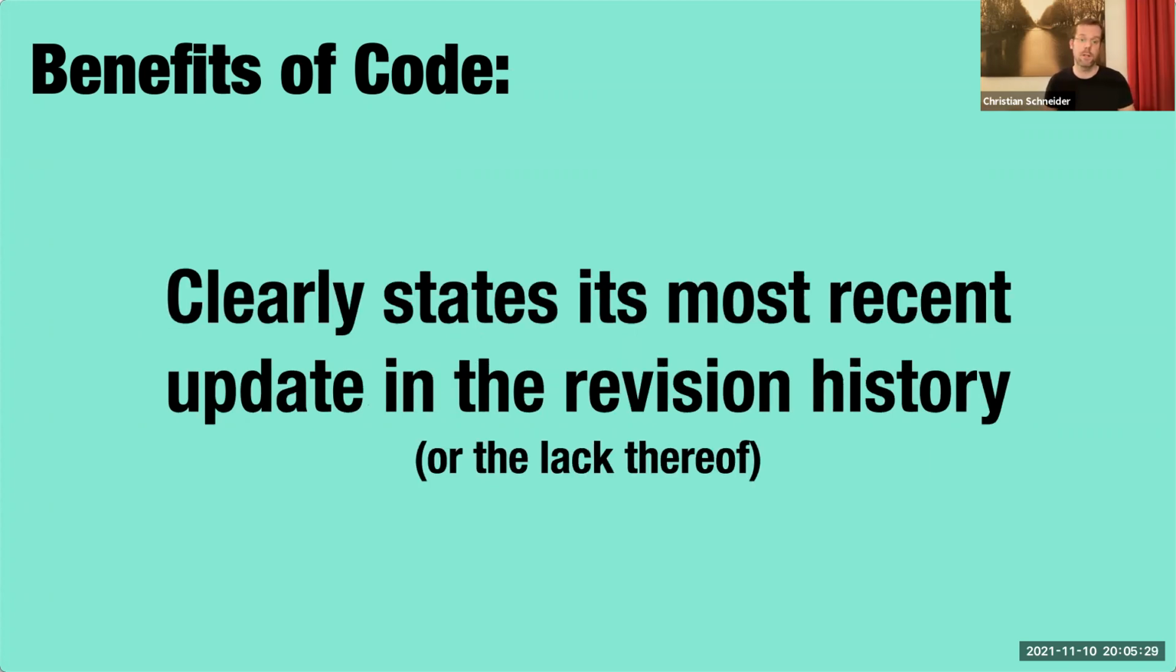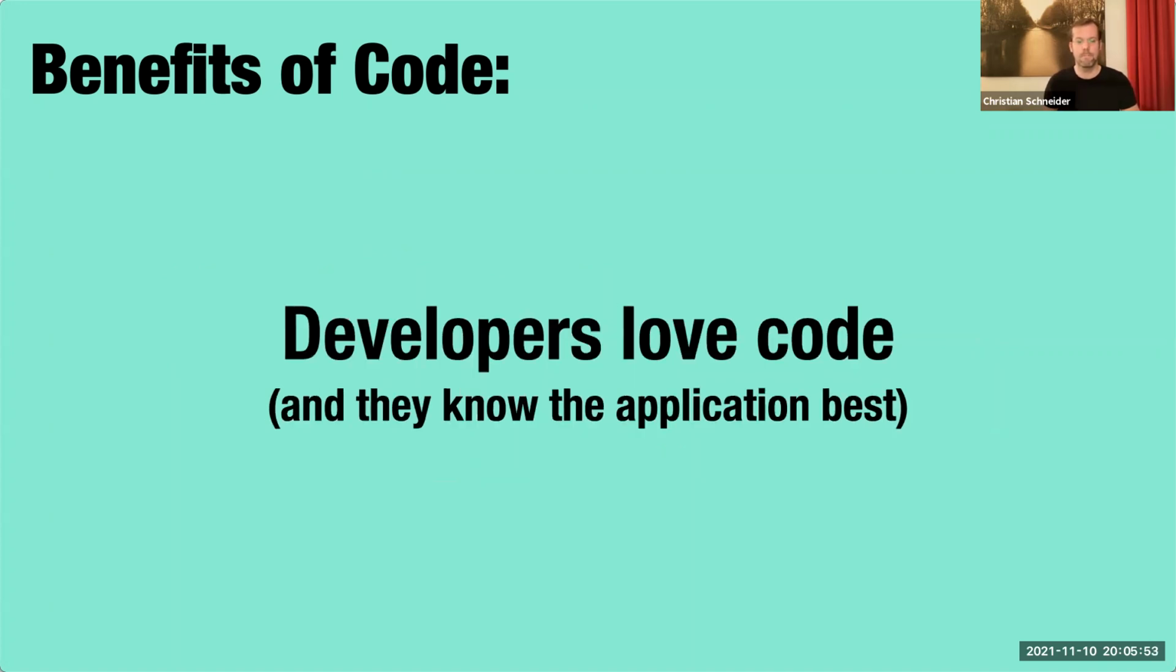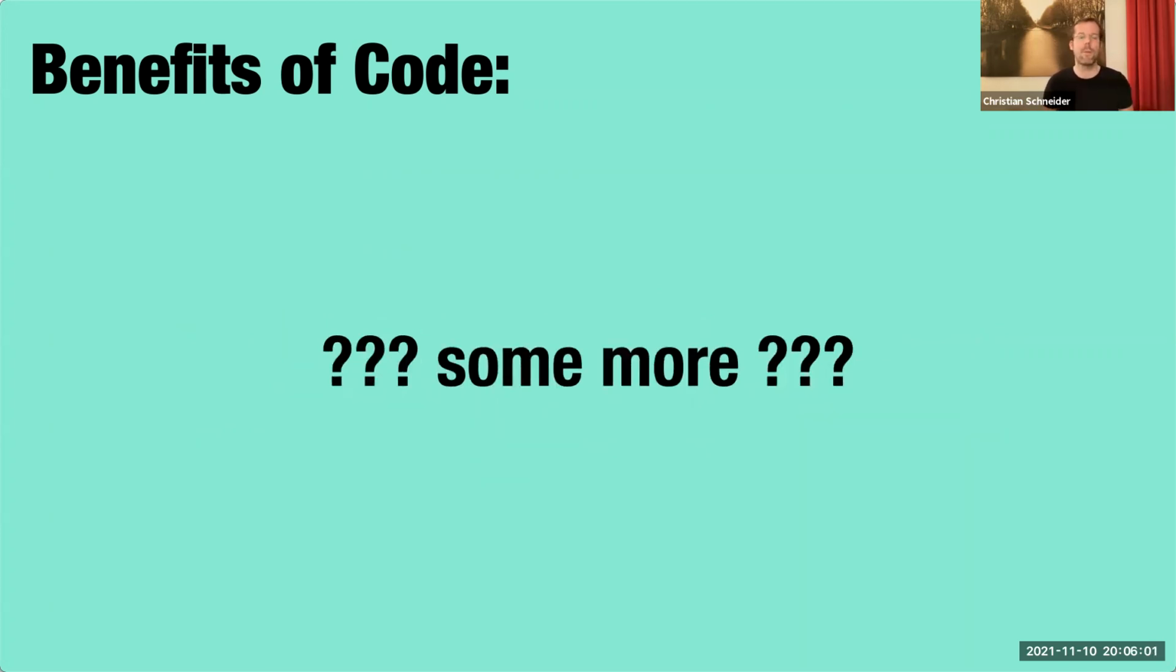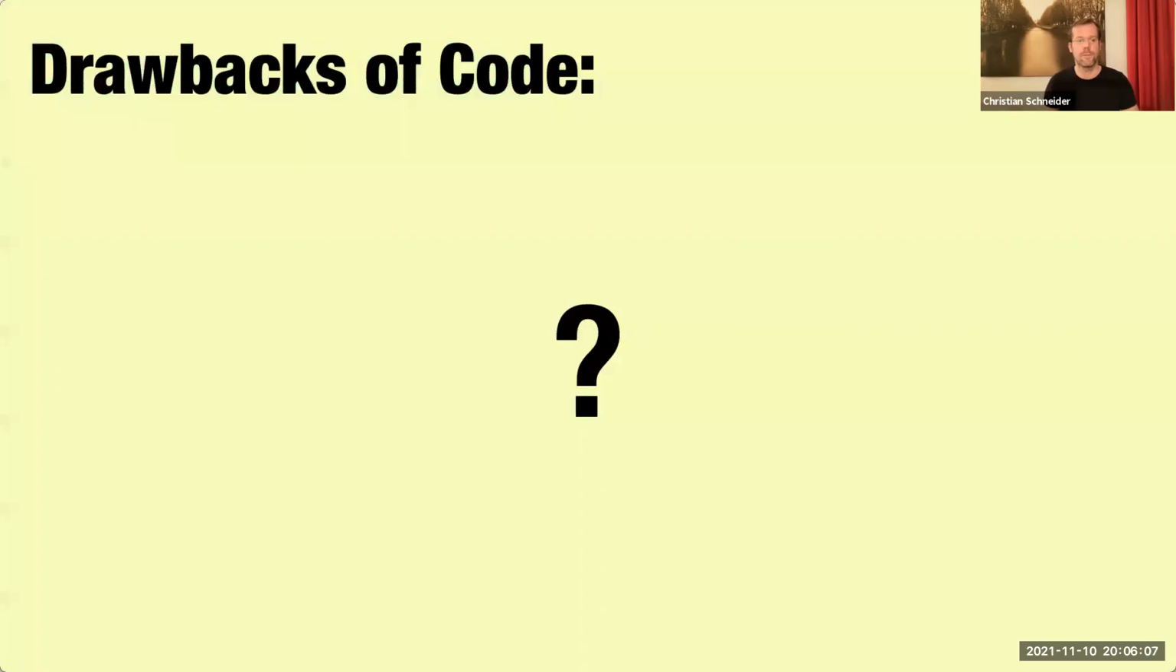And it clearly states the most recent update in the revision history. So you can see, comparing how the project's code base evolved in terms of merge requests or the code base itself, that you see lots of architecture changes possibly. And well, the model did not reflect that because it's just left stale in the repo. Then that's a clear sign that the model is no longer updated. So that's easy to spot as well. And developers love code, at least I do. And they know the application best. Well, that's something very interesting. There might be some more benefits, definitely, but that's just not an exhaustive list, just a few.